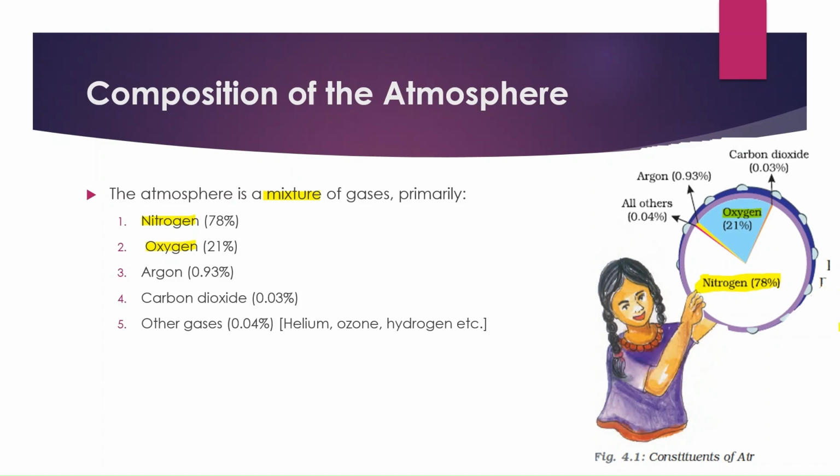It is the second most common gas and it is essential for all animals and humans to breathe. And green plants give us oxygen through the process called photosynthesis. Next is argon, which constitutes 0.93%.